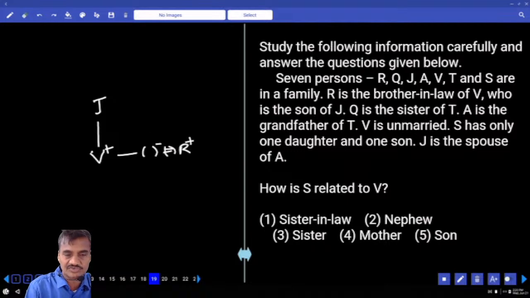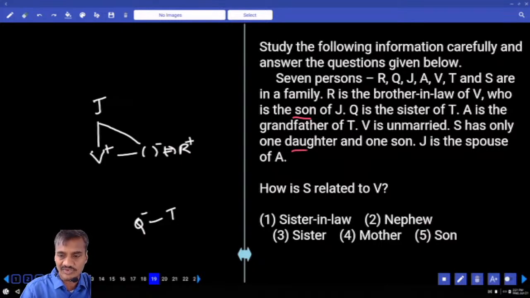Or in the next case, what is the next case we have? Spouse's sister. Aren't there 2 different possibilities? R is the brother-in-law of V, and V is the son of J. Q is the sister of T. Now this Q is the sister of whom? Q is the sister of T. A is the grandfather of T. And V is unmarried. As V is unmarried, the sister's husband is R.